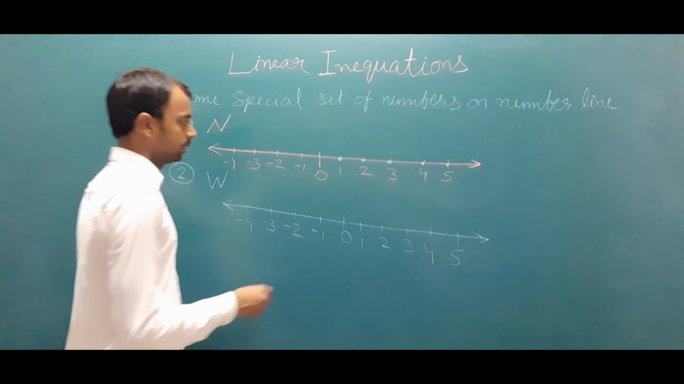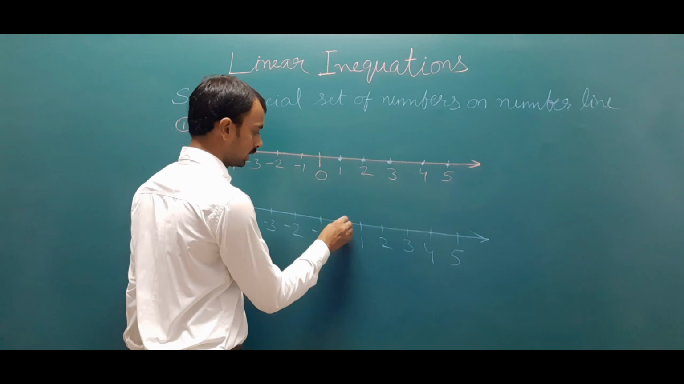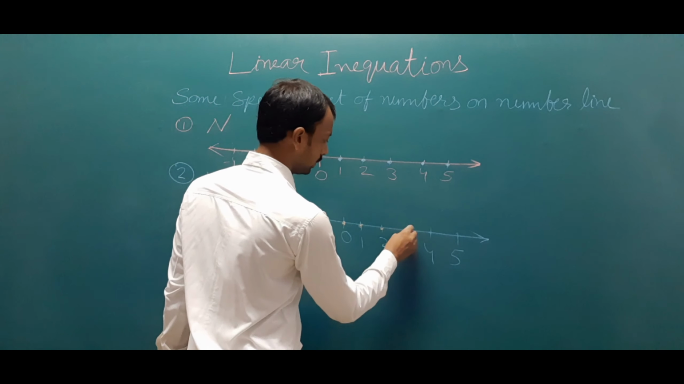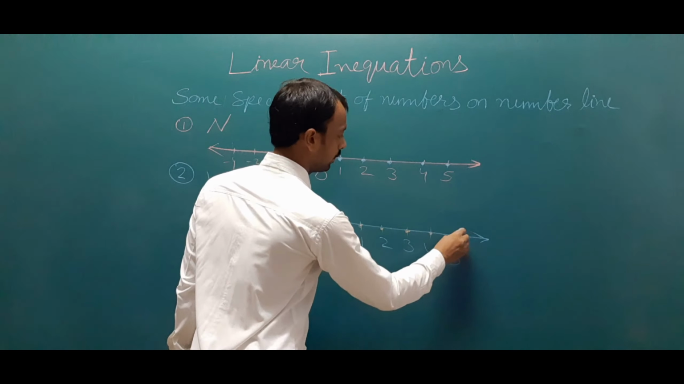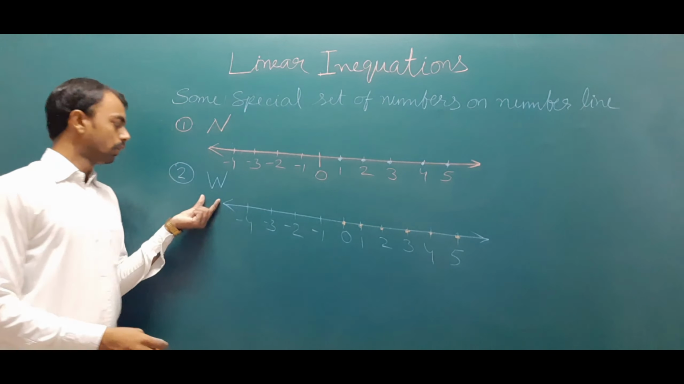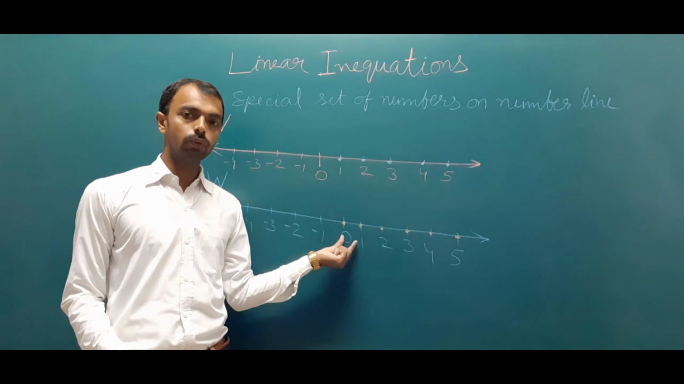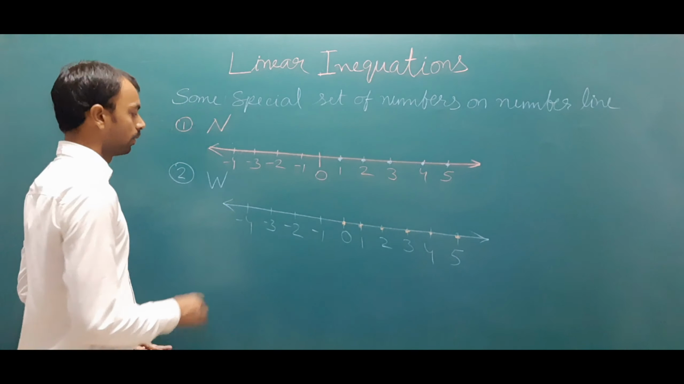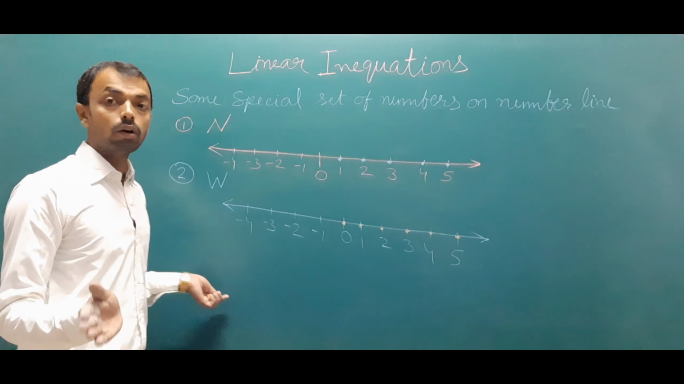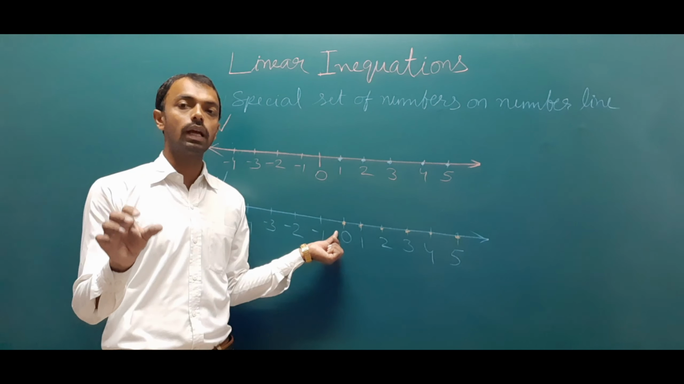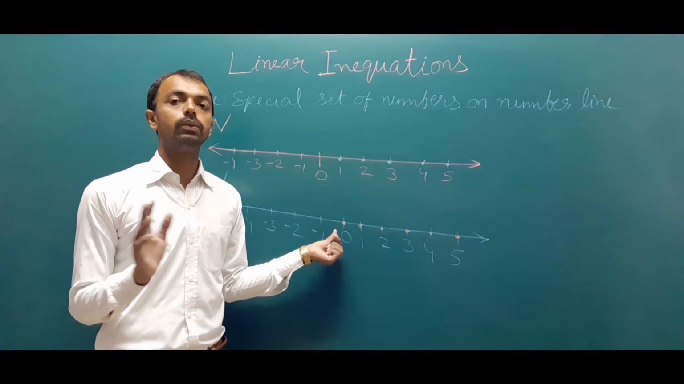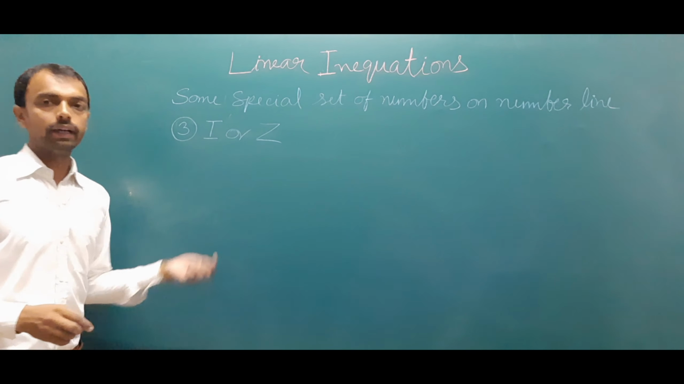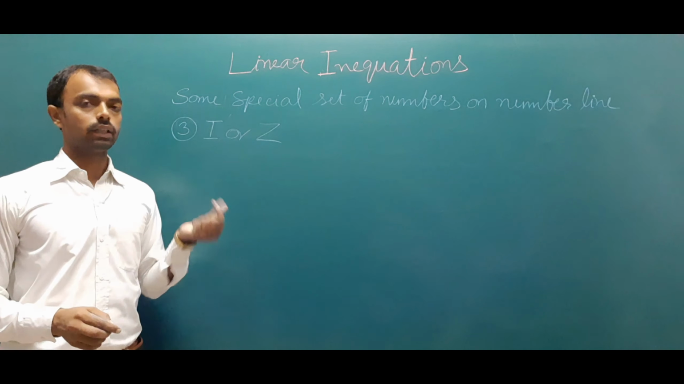So here we can see the numbers will be represented as 0, 1, 2, 3, 4, 5 and so on. So whole numbers start from 0 and go up to infinity. There is no limit. If the solution set belongs to whole numbers, the smallest value of x will not be less than 0. Okay. Now the next one is integers, denoted by capital I or capital Z.